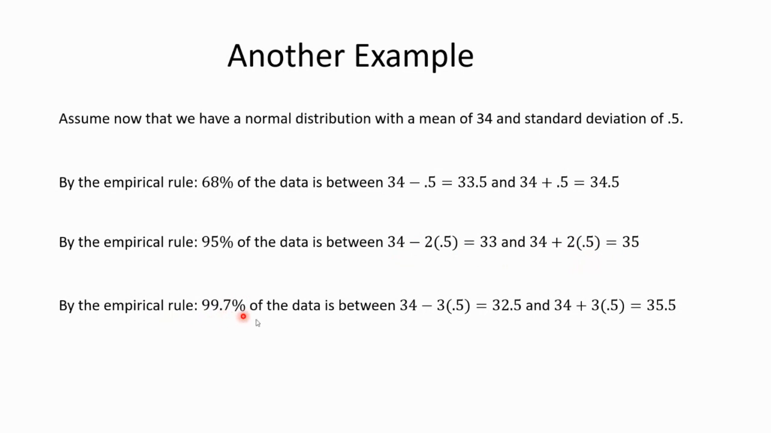And 99.7% is between 32.5 and 35.5. Here, we subtract 3 times the standard deviation and add 3 times the standard deviation. Again, we're subtracting and adding to the mean, which is 34. So this is what we get. Between 32.5 and 35.5, we have most of the data, if not all.